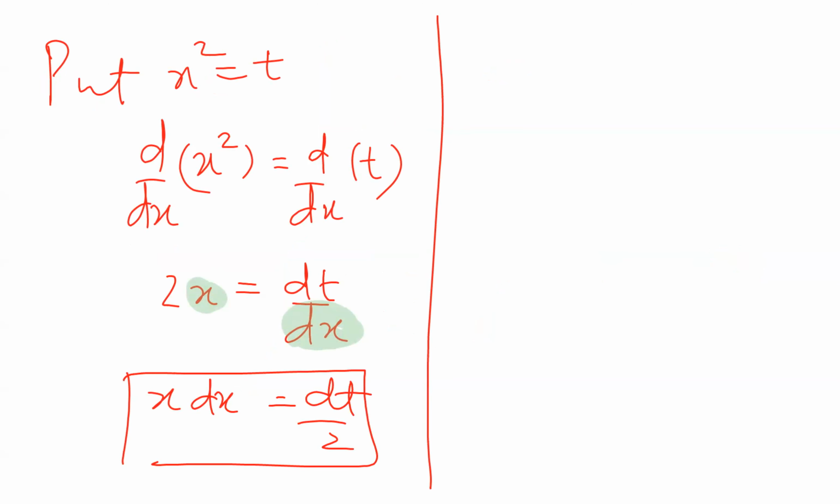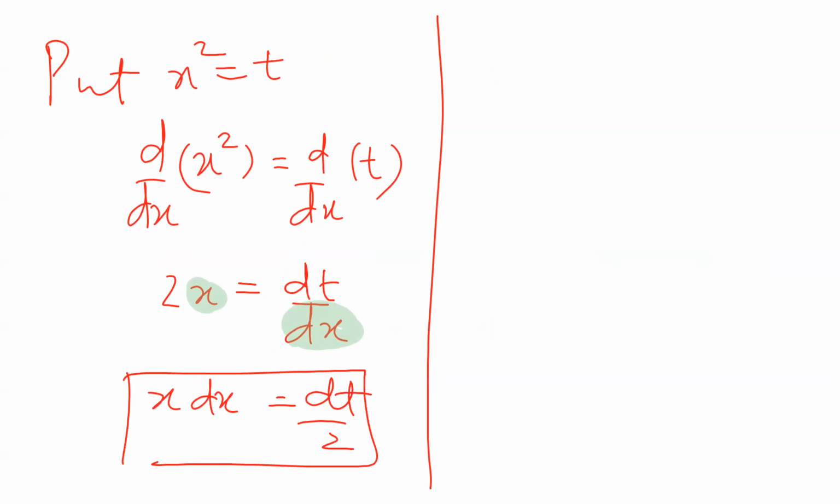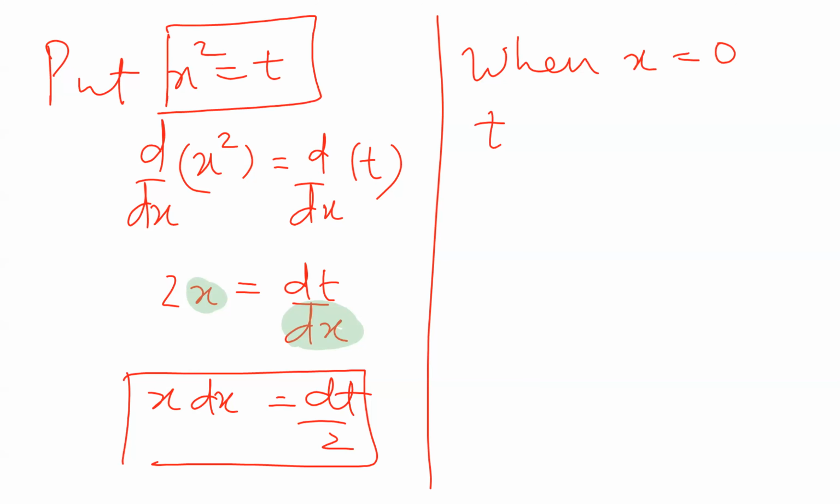In the method of substitution, when we are applying it in definite integrals, the upper limit and lower limit will change. How it will change, I'll just teach you. When x is equal to 0, which is the lower limit, we consider t is equal to x square, which is 0 square, which is 0. When x is equal to 1, that is the upper limit, t is equal to x square, 1 square, which is 1. So 0 will change to 0, 1 will change to 1.